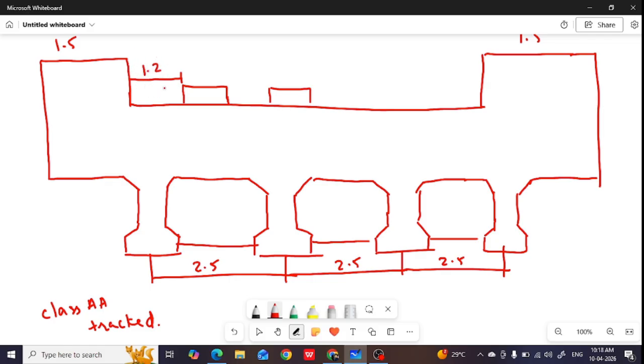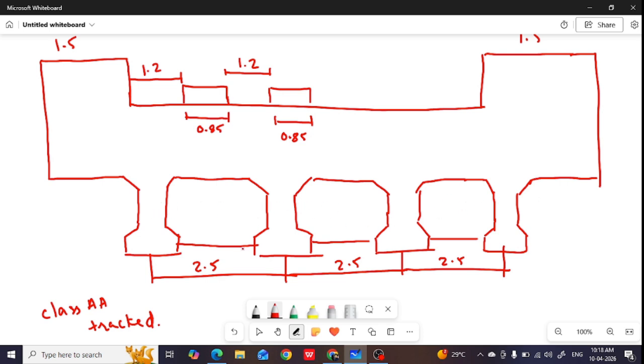We are providing 1.2 clearance when we are putting class AA tracked vehicle, and the width of one track is 0.85. This is also 0.85. The clear distance between the tracks is 1.2. The total weight of the class AA tracked vehicle is 700 kilonewton, so weight of one track is 350 kilonewton, weight of another track is 350 kilonewton. In this way you need to put the load. This is the live load acting on the deck.